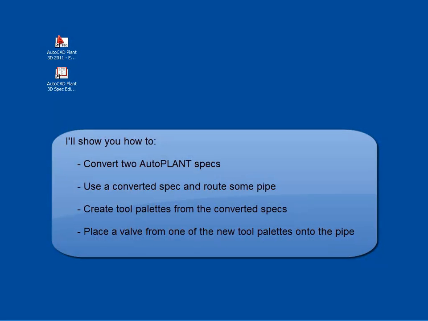In this video, I'll show you how to convert two AutoPlant specs, and then use a converted spec to route some pipe in a Plant 3D model. I'll create tool palettes from the converted spec, and place a valve from one of the new tool palettes onto the pipe. In short, I'll demonstrate how a converted AutoPlant spec can behave exactly like a native AutoCAD Plant 3D spec.